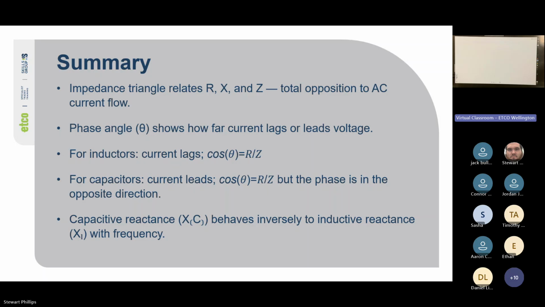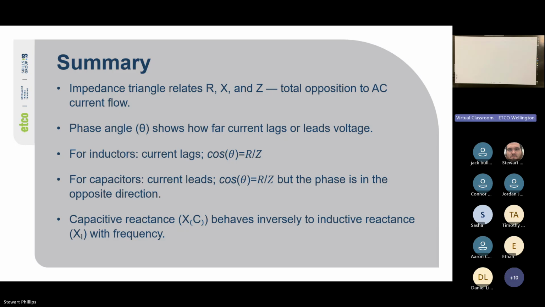So, summary of that section. The impedance triangle relates R, X, and Z, the total opposition to current flow. The phase angle shows how far the current lags or leads the voltage. For inductors, current lags, and cosine theta equals R over Z. For capacitive, current leads. The angle is still the same, but the phase would be in the opposite direction. So if we were to draw our triangle again, it would be upside down.